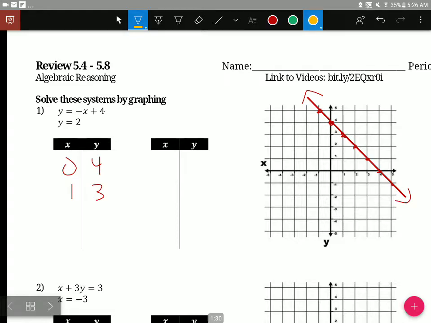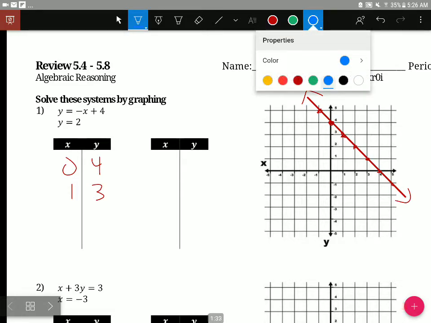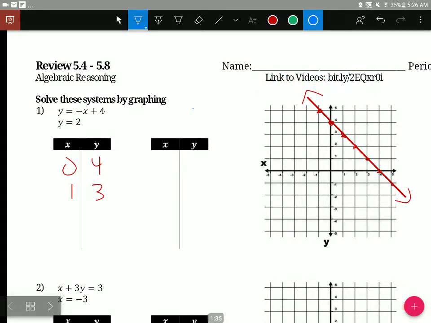I want to do blue. Alright, so y equals 2. Well, the fun thing about y equals 2 is that y equals 2, no matter what x is. So x is 0, y is 2. X is 1, y is 2. X is 475, y is still 2. So find where y is 2. This is 0, 2. This is 1, 2. And you realize real quick that it's just a horizontal line all the way across.